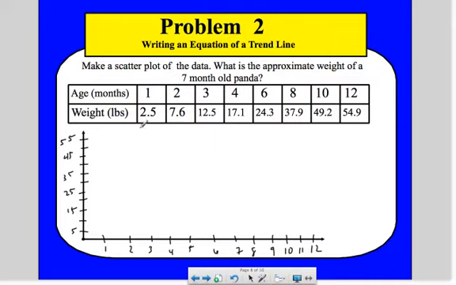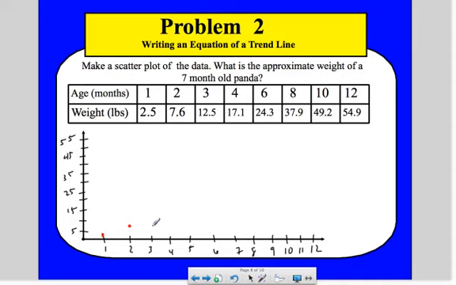Okay, so basically this is following a trend, and then we're going to figure out what the prediction is for a 7-month-old. So first we're going to go, hey, 1 month, 2.5 pounds. So put that right in there. 2 is 7.6, which is somewhere in there.